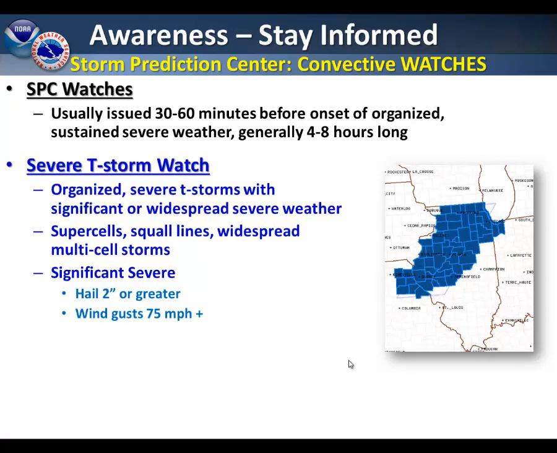They will issue a severe thunderstorm watch when they expect organized severe thunderstorms with significant or widespread severe weather. These can include supercells, squall lines, and widespread multi-cell storms. They will also issue them for significant risk of severe weather, which is defined as having hail at least 2 inches in diameter or greater, or wind gusts of at least 75 miles an hour.